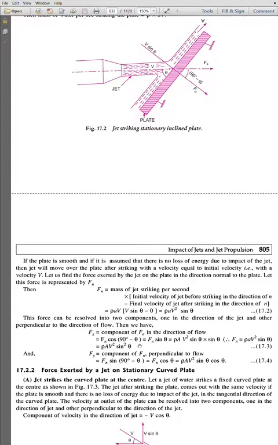You should be very careful while taking sin theta and cos theta. That's all that you have to remember here.